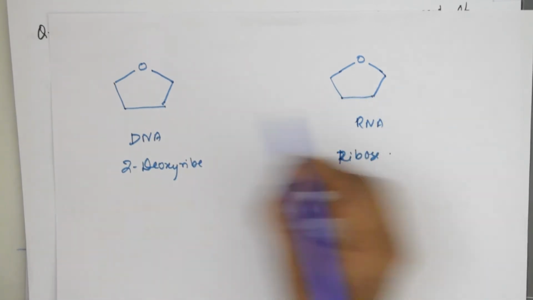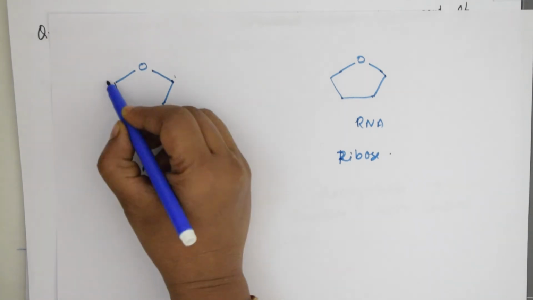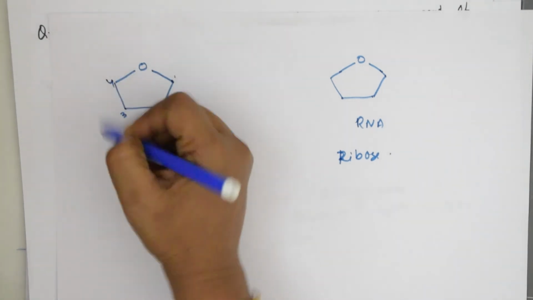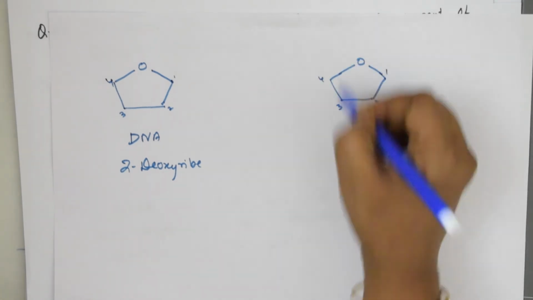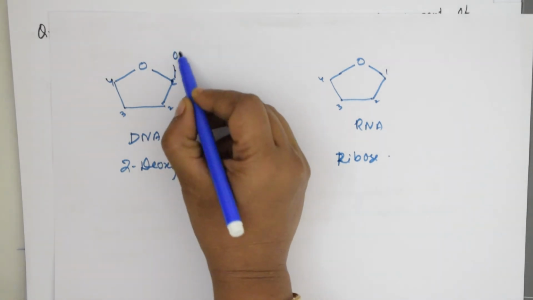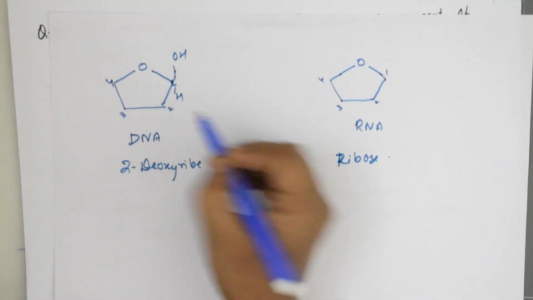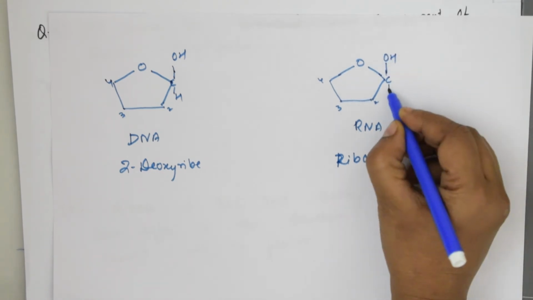Link it here. This is the first carbon, this is the second carbon, this is the third carbon, this is the fourth carbon, and we get the fifth carbon here. Again, this is 1, this is 2, this is 3, this is 4, and the fifth you get. In the first carbon, you have OH attached above and H down. Here also in the first carbon, OH above and H down.